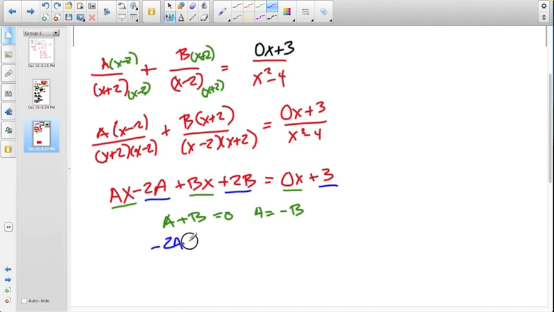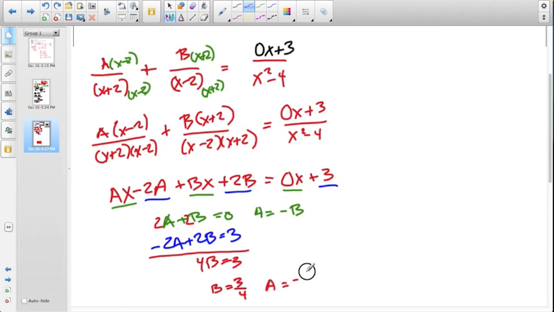So minus 2a plus 2b equals 3. So I'm going to go ahead and multiply this by 2. And again, 2 times 0 is 0. So 2a minus 2a is 0. This is 4b equals 3. So b is 3/4. And if a and b are opposites, then a must be negative 3/4. So in this case, that first term is negative.